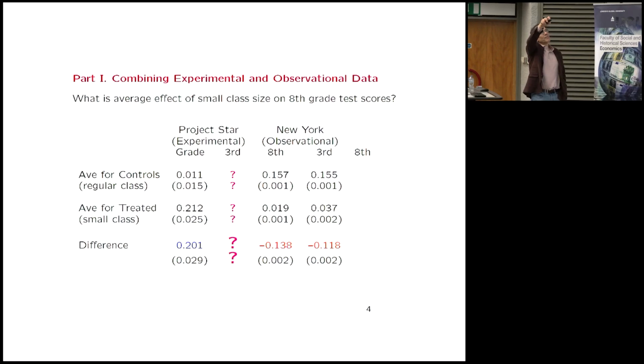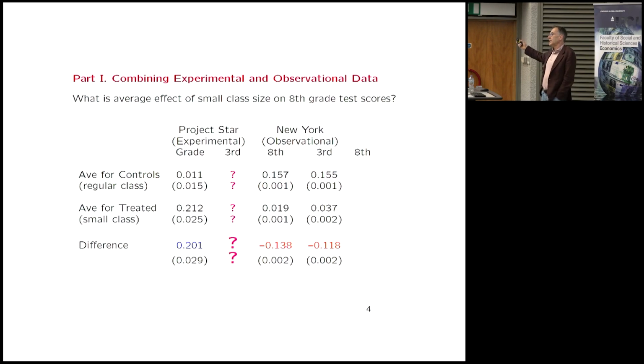But do we trust this? Well, if you look at 3rd grade, you see a negative effect there as well. So if we believe the 0.201 number for Tennessee for Project STAR, which I would argue we should believe because we did have a randomized experiment there, then the question is whether we should really believe these numbers here.